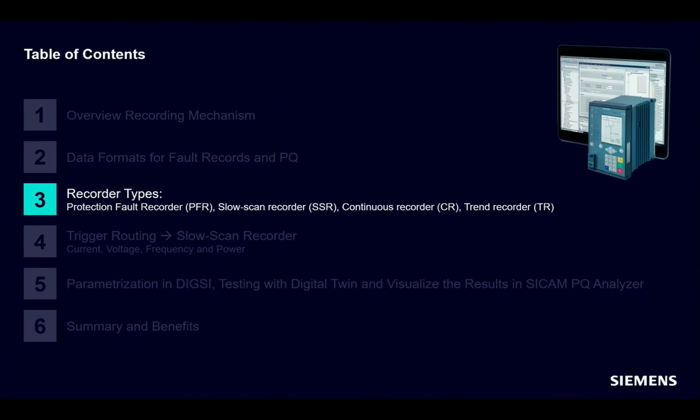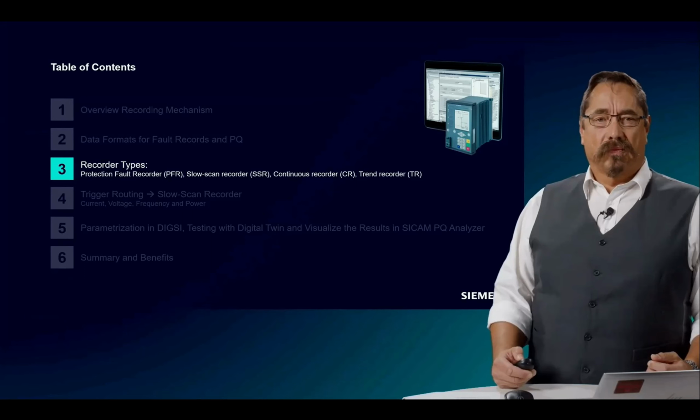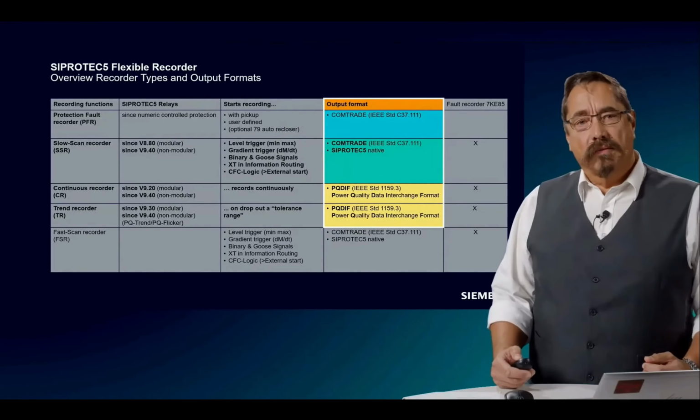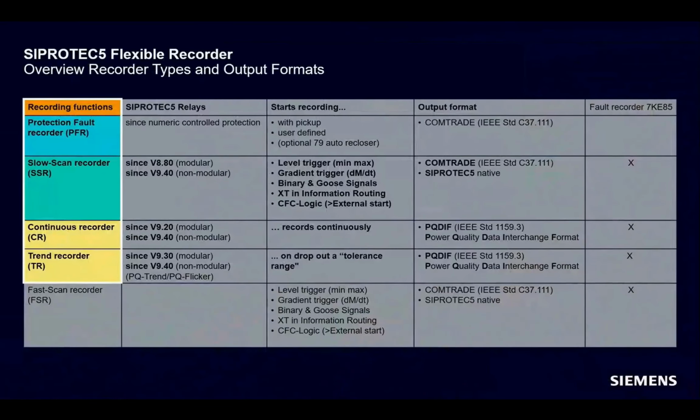Okay, that's so far from the data format. Let us now forward to the recorder types and their parameterization. For the 4 recording functions in a SIPROTEC 5 protection device, that reminds me to inform you that the slow scan, the continuous, and the trend recorder are available for both modular and non-modular devices. Let us now start with the protection fault recorder.